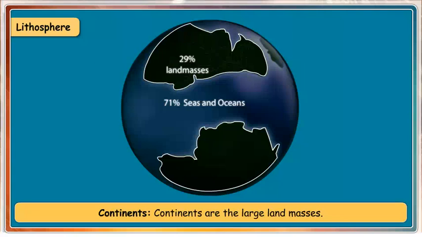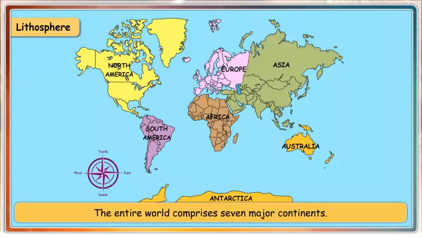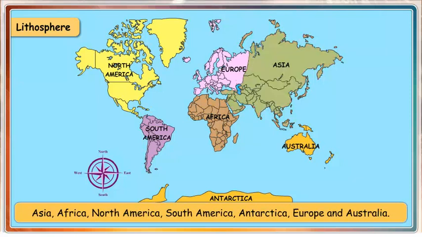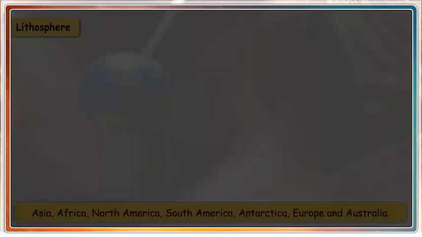Continents. Continents are the large land masses. About 29% of the earth is covered by land. The entire world comprises 7 major continents. In decreasing order of size, these are Asia, Africa, North America, South America, Antarctica, Europe and Australia.